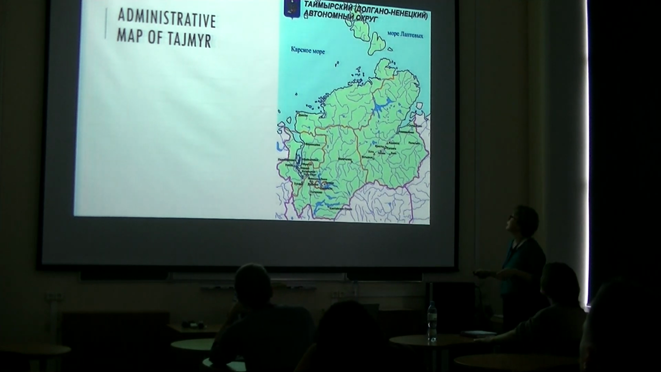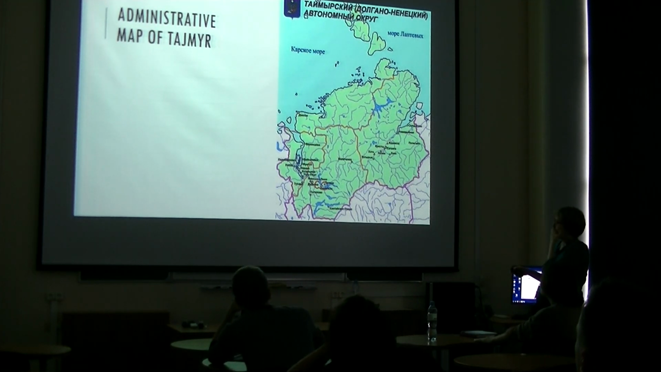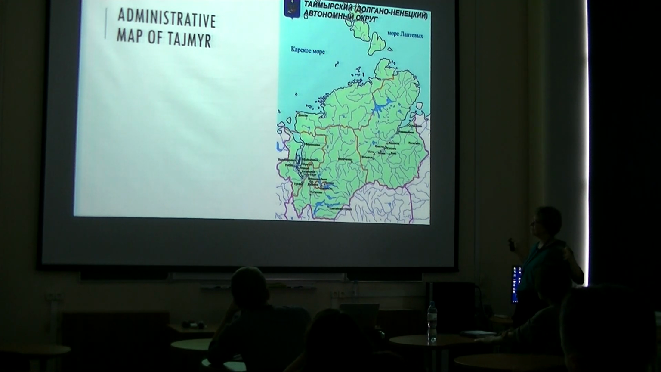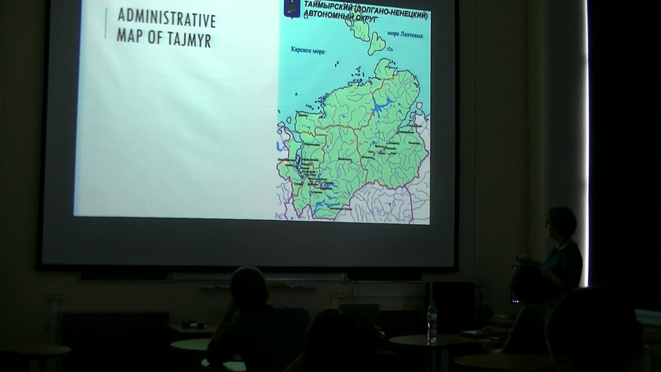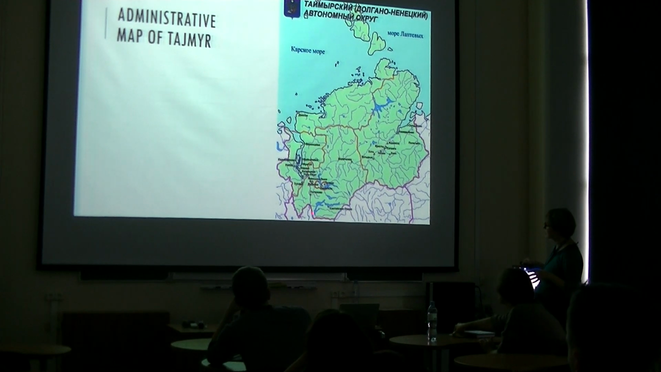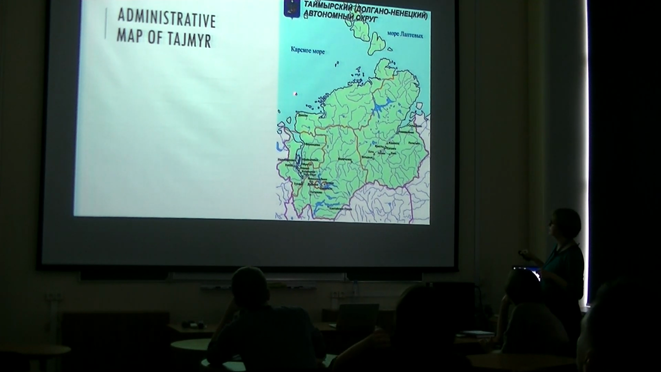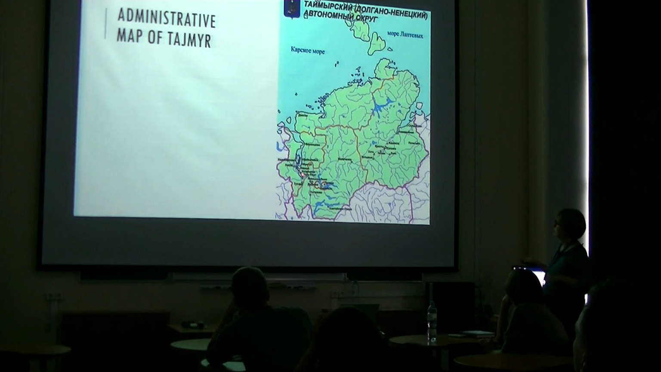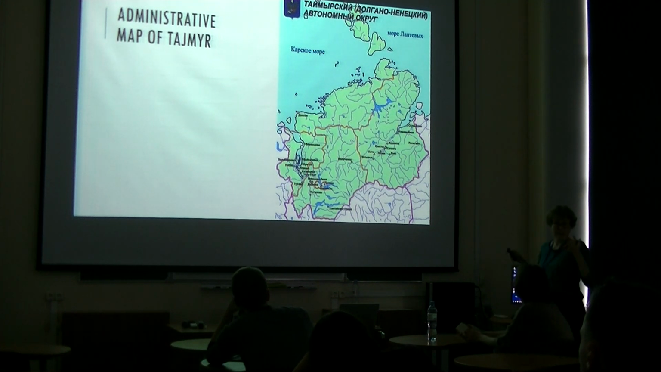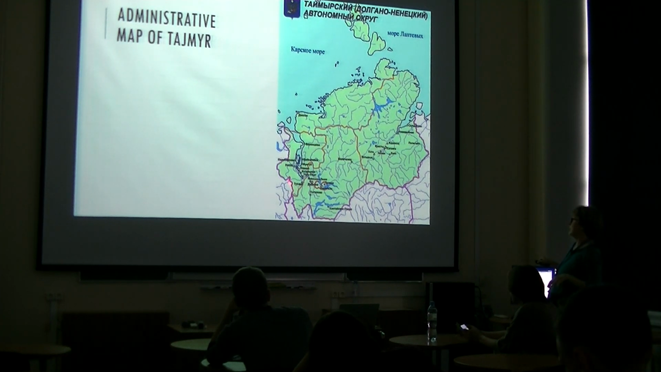This is an administrative map of Tajmyr, and importantly, it does not coincide, it's bigger than the physical Tajmyr. So the physical peninsula, this is the Yenisei River, which flows into the Arctic Sea, and physically the left bank of the Yenisei is not Tajmyr peninsula, but administratively it is, and we will study it as it because people on the left bank of the Yenisei River have a lot of connections to the people on the right bank of the Yenisei River.